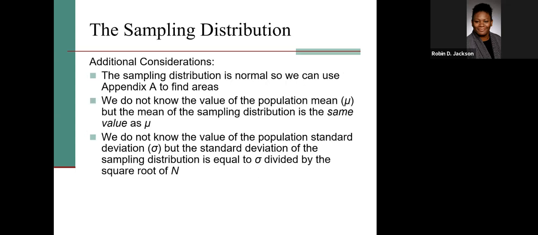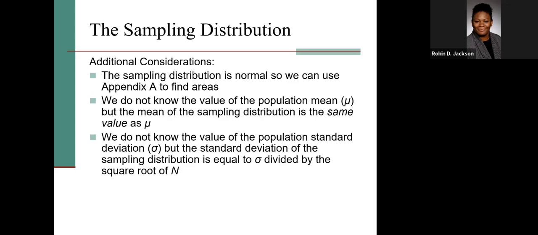Okay, so these are just some additional considerations, or additional things to think about when it comes to the sampling distribution. Because we are looking at it as a normal distribution and we're following some of those same parameters that go along with the normal distribution and the normal curve, we look at Appendix A, okay? Now we don't know the value of the population mean, but the mean of the sampling distribution is the same value as the population mean. That's one of the things to keep in mind and to remember when it comes to sampling distribution.